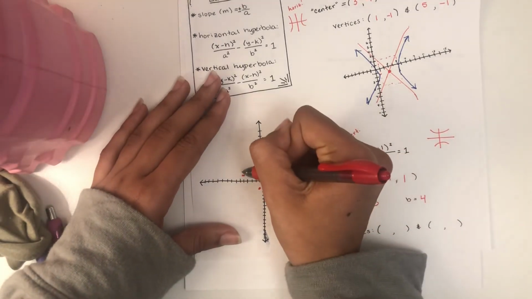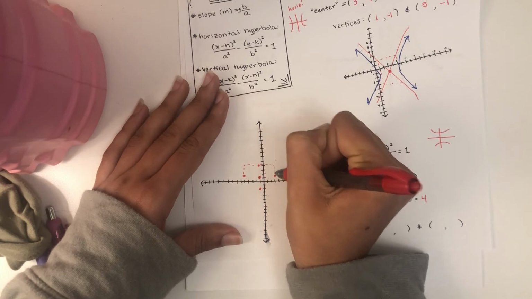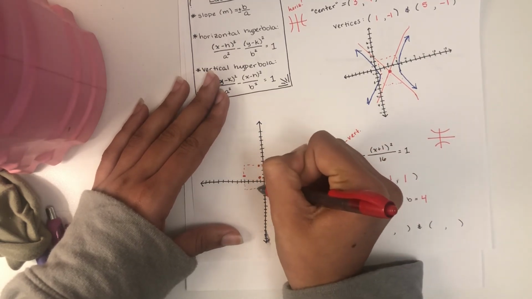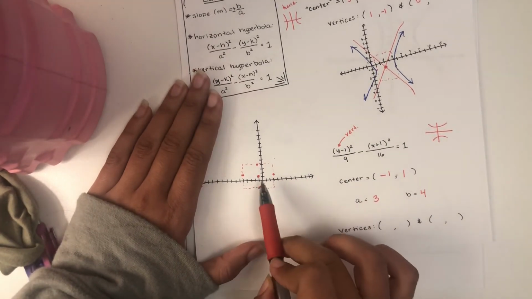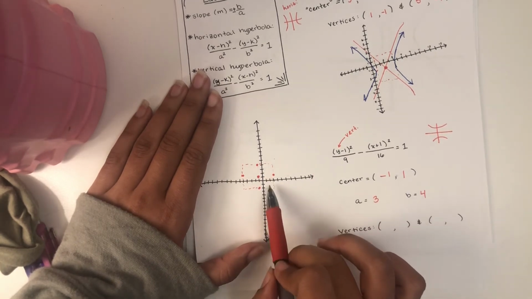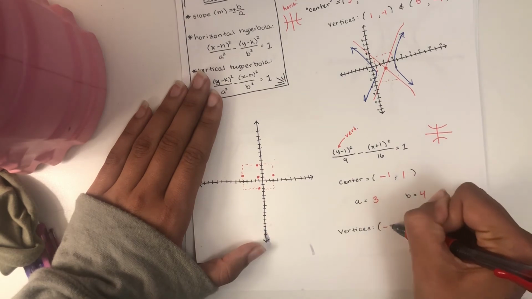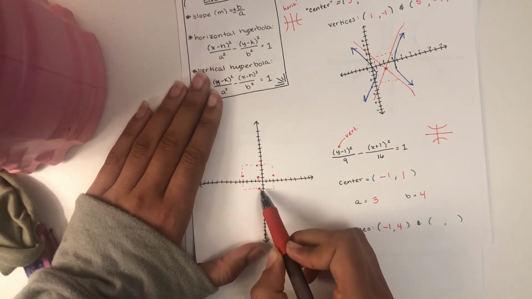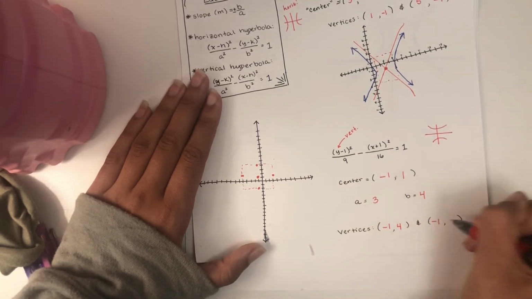And again, just try to get that box shape as best as you can. The box, again, is to figure out what your asymptotes are. All right, so our vertices were at the end of our A. So since we went up 3, this is one of our vertices, which is -1, +4. And then the other one's down here, -1, -2.